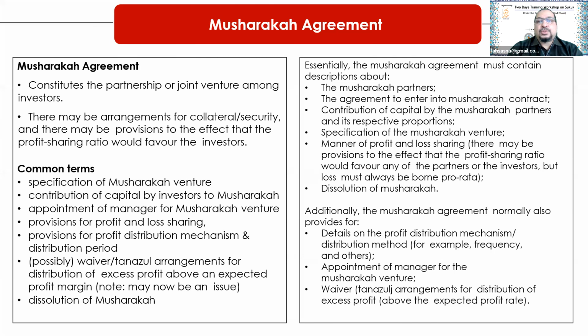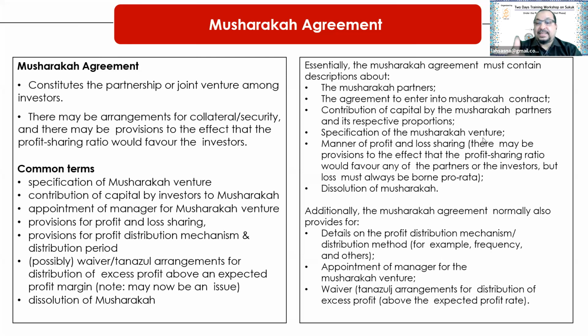clause, dissolutions of musharaka. Other terms which are somehow essential for the musharaka agreement: the musharaka partners, who are the partners, the agreement to enter into the musharaka contract, contribution of the capital by the musharaka partners and respective proportions, how much, maybe 90%, 10%, 60%, 40%, specification of musharaka ventures, manner of profit and loss, as we mentioned, and dissolution. This one has been mentioned already in the common terms.